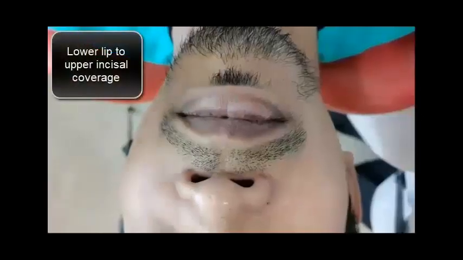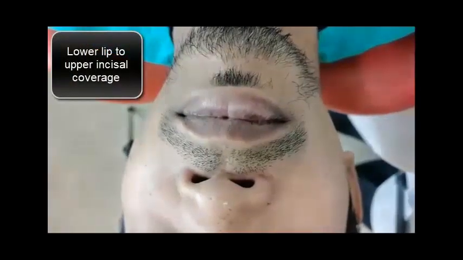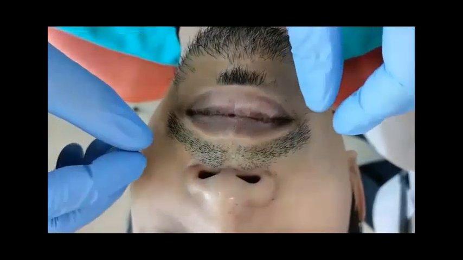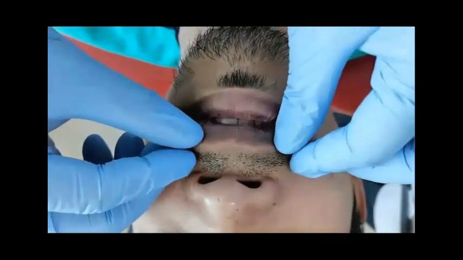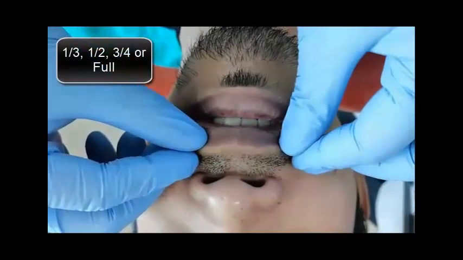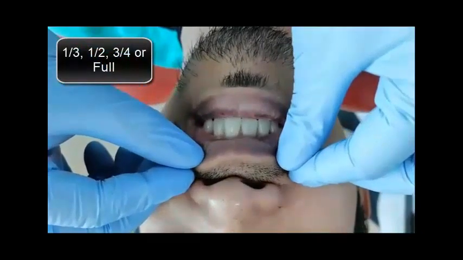For the upper incisor coverage, this is to determine the amount of lower lip coverage on the upper incisor. Retract slightly the upper lip. See the level of the lower lip covering the upper incisor. Record it as 1/3, half, 3/4 or full as assessed from incisor edge. Note it down in your END form.